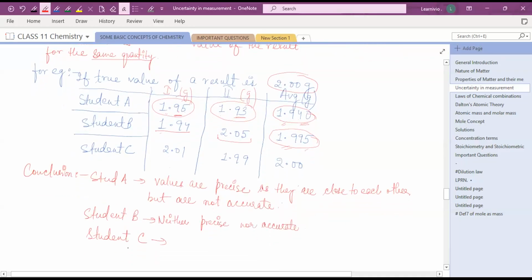Now see student C. Yes, Amna, is there any doubt? No, ma'am, it's correct.